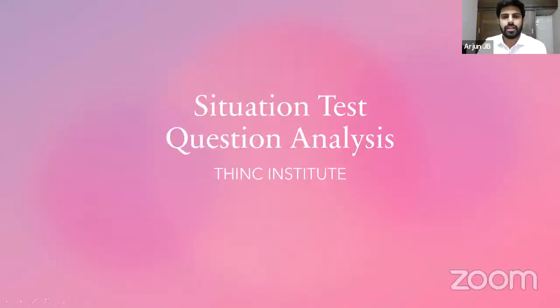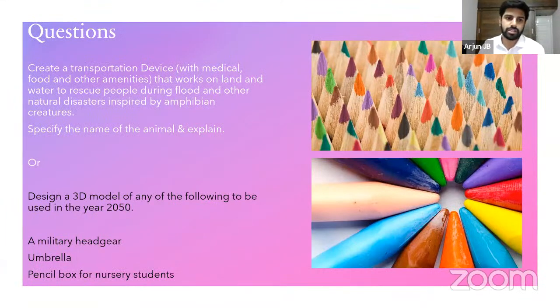So let me start with the questions that came for this year. So the first question, the first option which you got in the questions is to create a transportation device which has facilities like medicines, medical facilities, food, and other amenities in terms of providing for people who are inside the transport. And also this should be a vehicle that should be mobile in terms of land as well as water. So more like something that is amphibious. And they have also mentioned about this vehicle being a rescue boat or a rescue vehicle in terms of a natural disaster, something like flood or something.